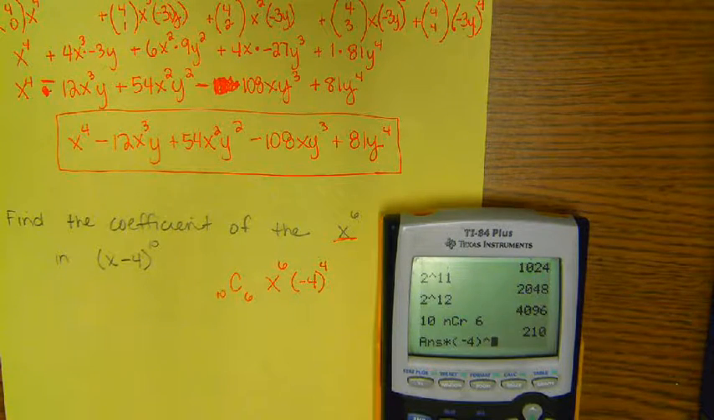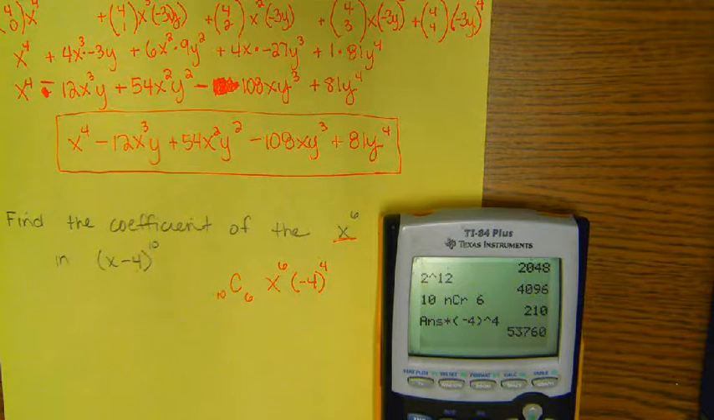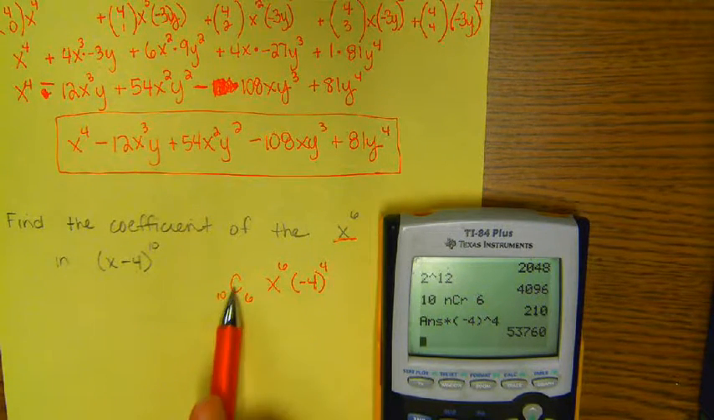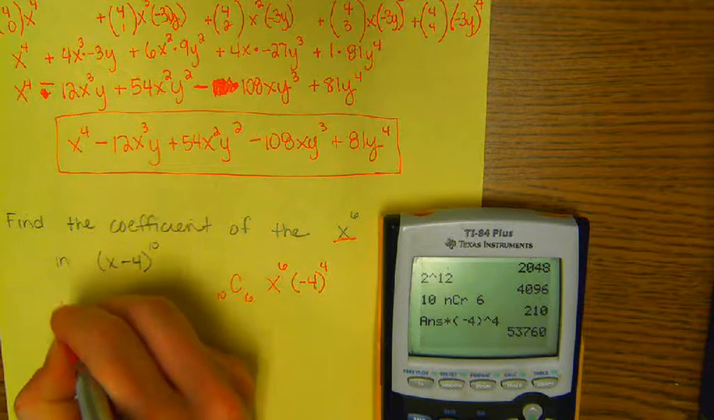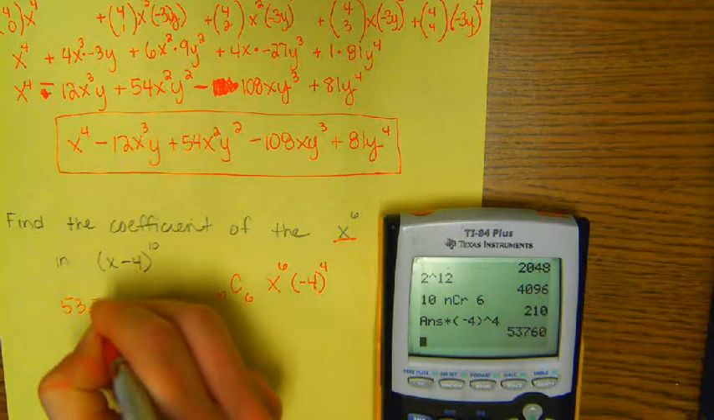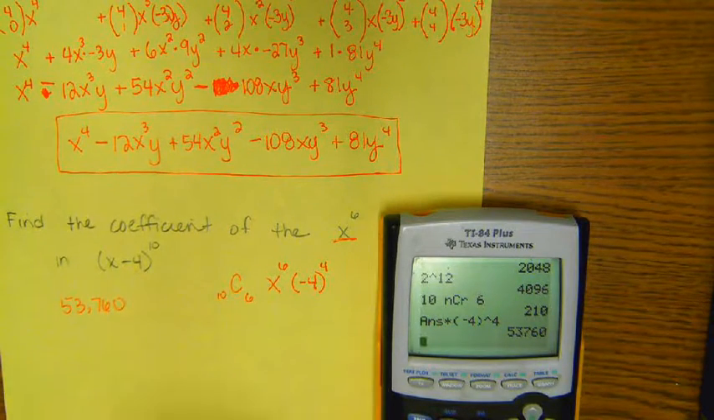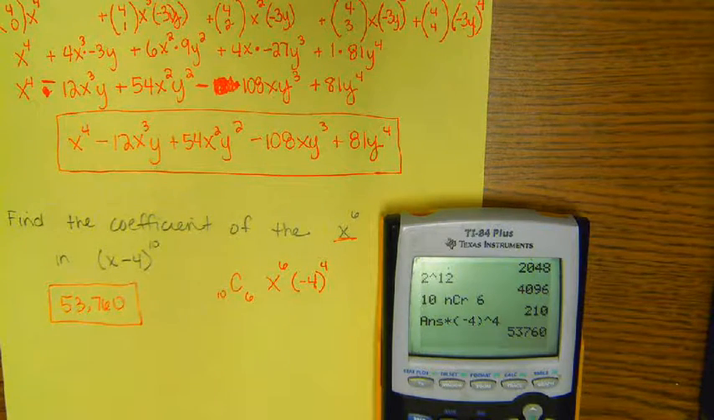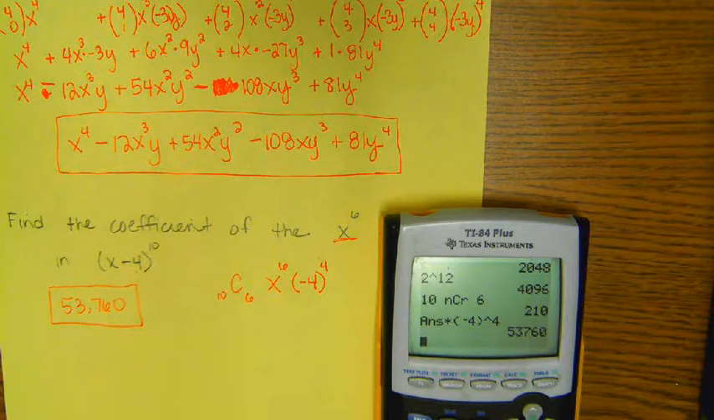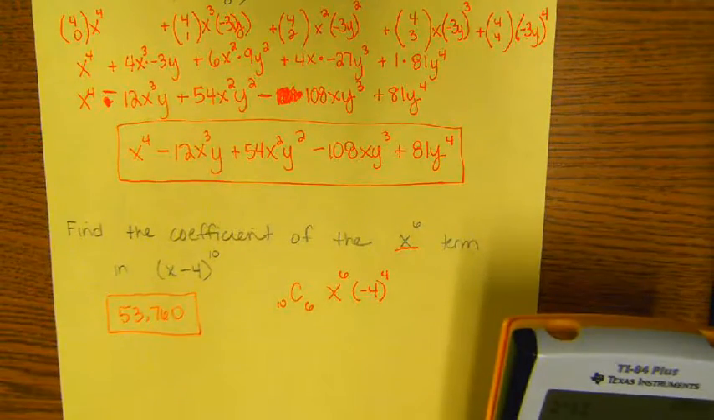So the coefficient in front of that term then wouldn't just be 10C6, it'd be 10C6 times negative 4 to the 4th, or 53,760. So that's how having a number in place of a variable affects some of those things that we did yesterday.